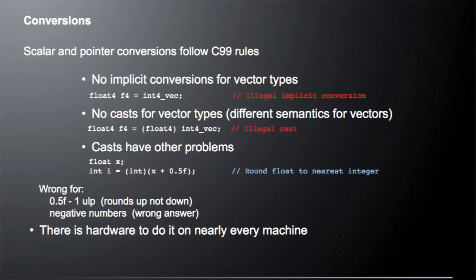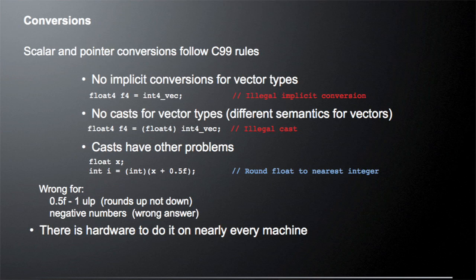Let's talk about some of the conversion routines. Scalar and pointer conversions follow C99 rules. There are no implicit conversions for vector types, though. Say we have an int4 vector that we want to implicitly convert to a float4 vector. That is illegal and not allowed. There are also no casts for vector types, so there are different semantics for vectors. You can't say float4 from an int4. That's an illegal cast as well.